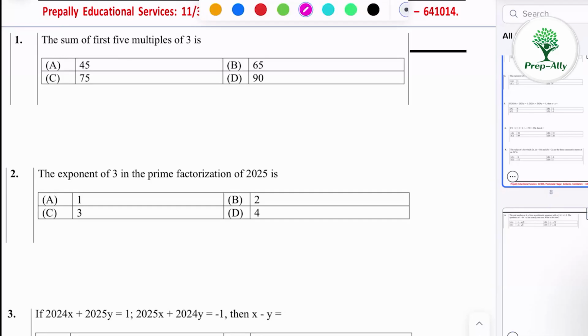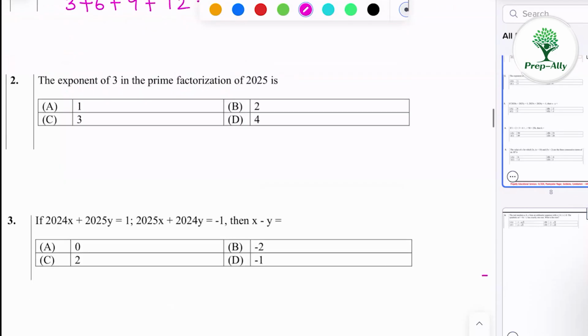So let's look at question number 1. The question is asking us the sum of the first 5 multiples of 3. The first 5 multiples of 3 are 3 itself, 6, 9, 12, and 15. And their sum is 45. So it's option A, 45.